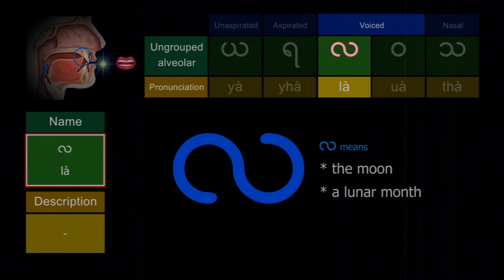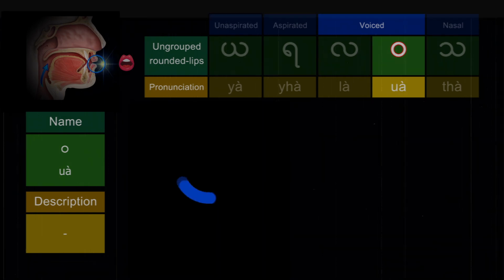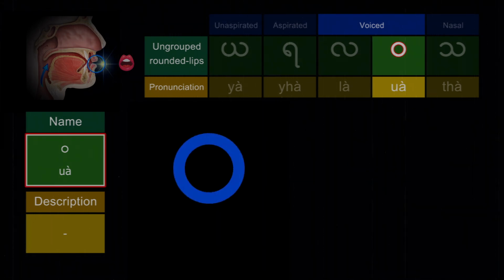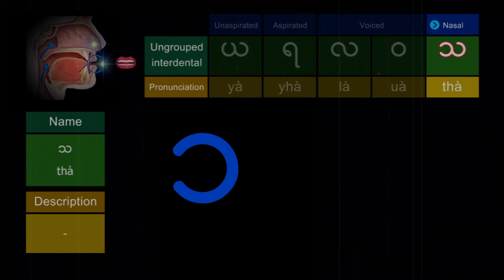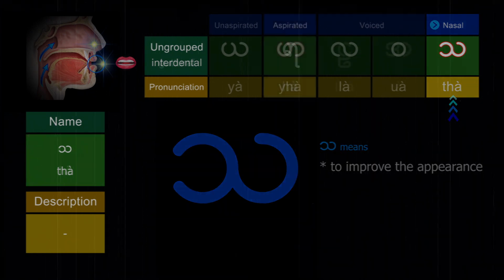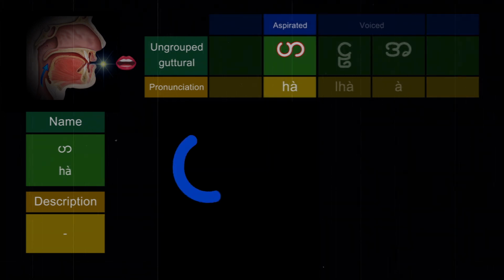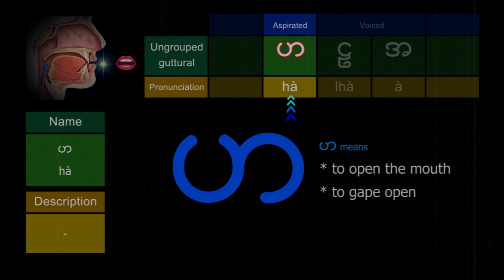Then there is la, which has an alveolar sound la. The letter that follows la is wa, and it has an alveolar sound wa. After that, there is ta, that has an interdental sound ta. The first of the last 3 alphabets is ha, and it has a guttural ha sound.